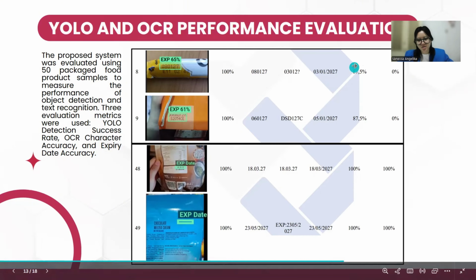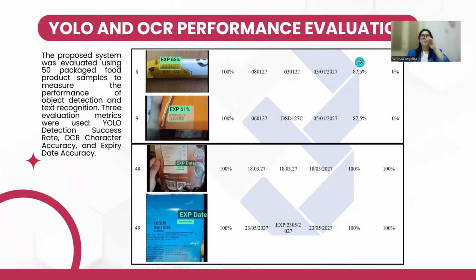So this column represents how much the percentage of the true detection and extraction tags.